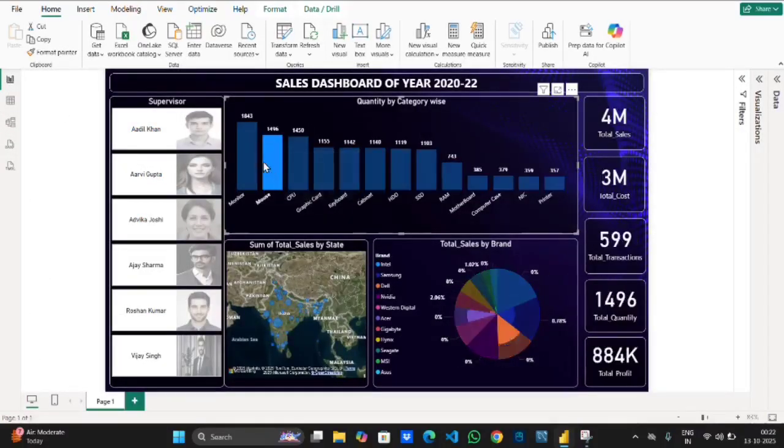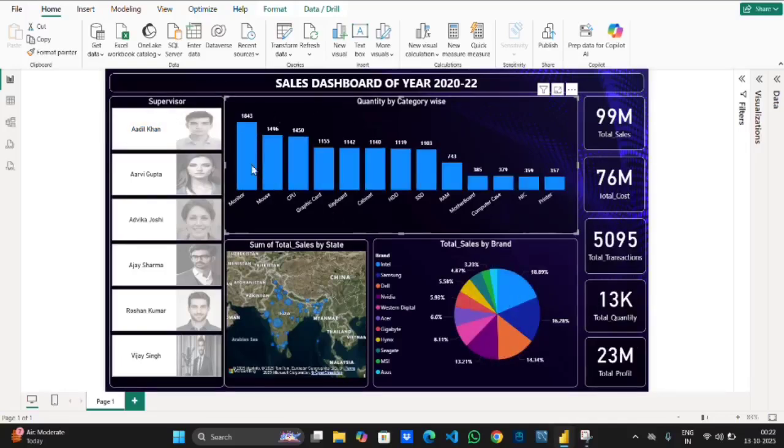So this is my interactive dashboard. This layout provides the overall summary of company sales performance for 2020 to 2022. It includes the key KPIs, chart, map, and supervisor performance card arranged in a clear and interactive layout.